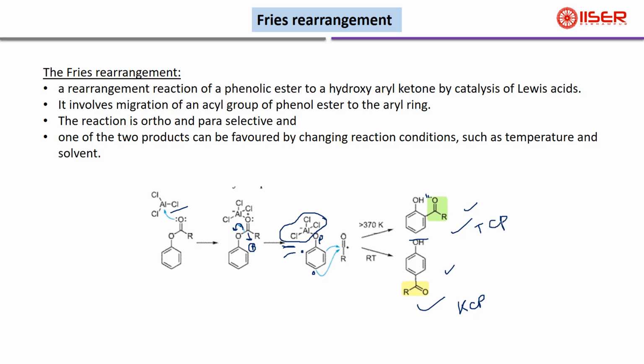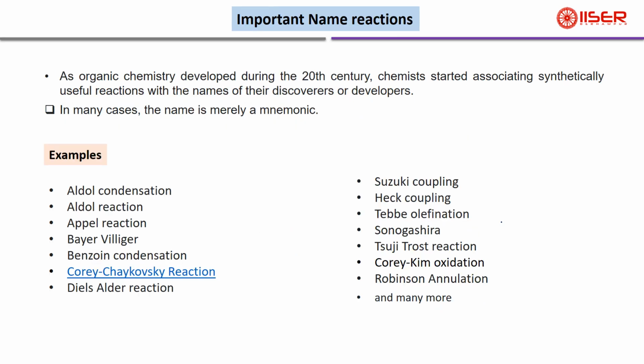You understood, right? Whenever the product is more stable but is forming at a later stage, that is called thermodynamically controlled product. But whenever the product is not that stable but is forming at a faster rate, that is called kinetically controlled product. Okay? So let's go to the next topic.